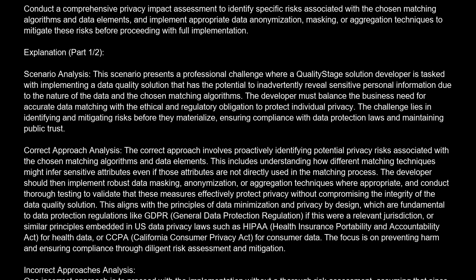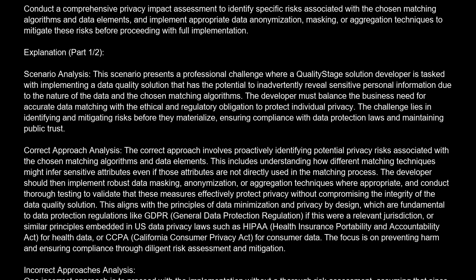This includes understanding how different matching techniques might infer sensitive attributes even if those attributes are not directly used in the matching process. The developer should then implement robust data masking, anonymization, or aggregation techniques where appropriate, and conduct thorough testing to validate that these measures effectively protect privacy without compromising the integrity of the data quality solution.